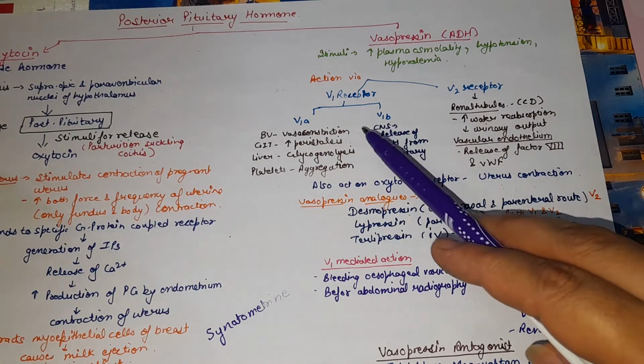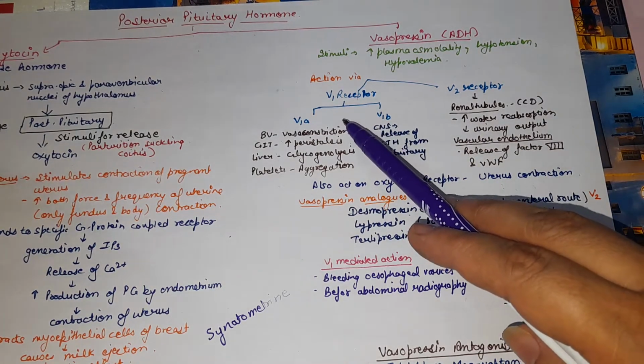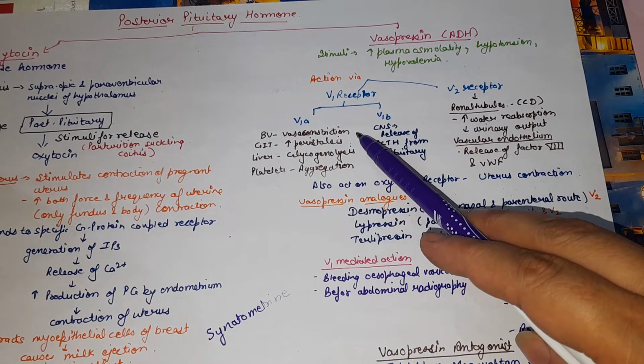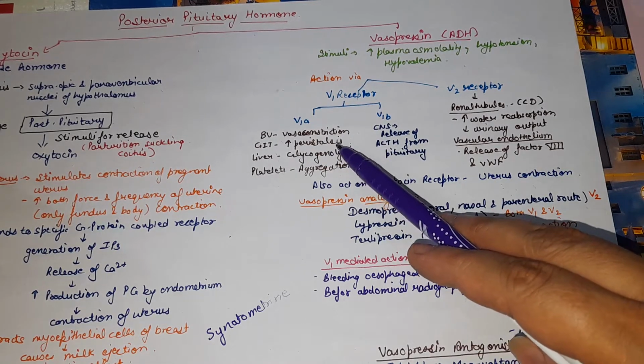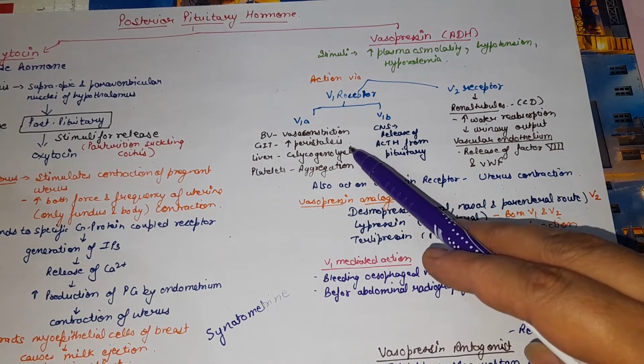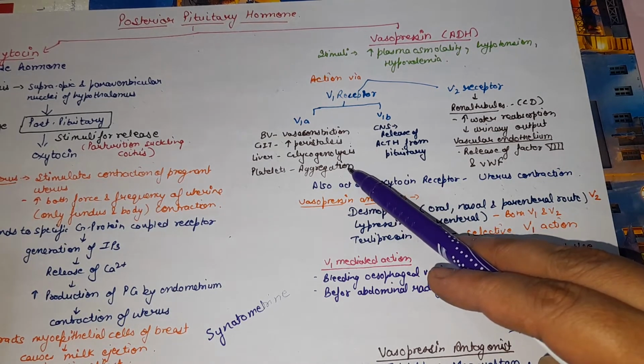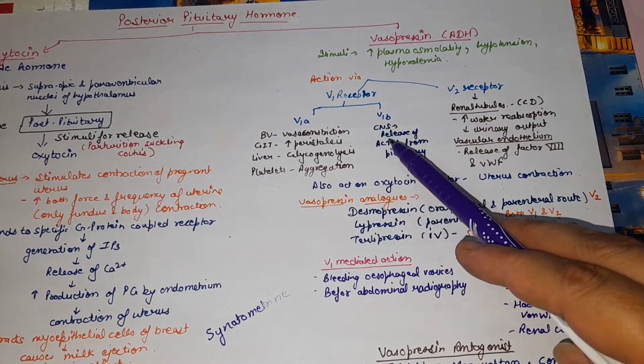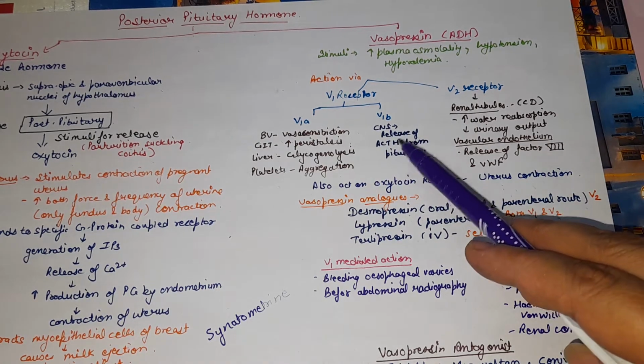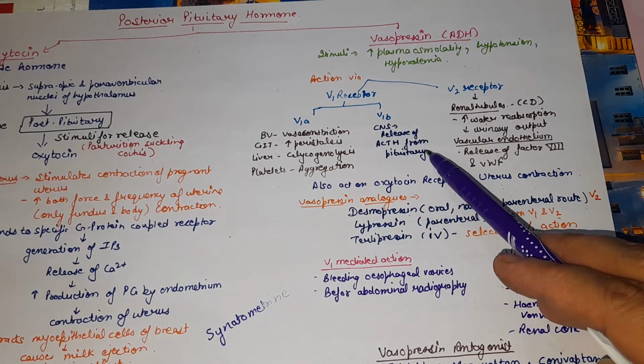The function of the V1A receptor: on blood vessels they cause vasoconstriction, on the GIT they cause increased peristalsis, in the liver they cause glycogenolysis, and in platelets they cause aggregation. And in the CNS, vasopressin causes release of ACTH from the pituitary.